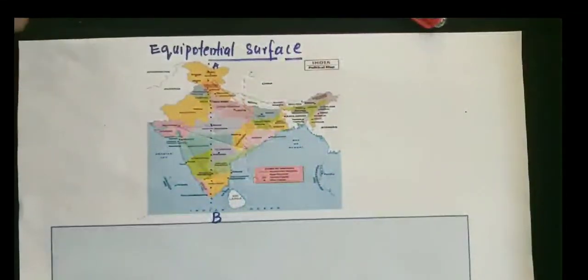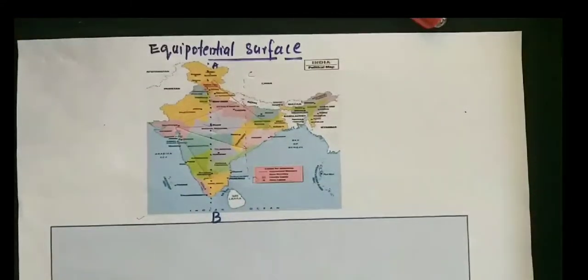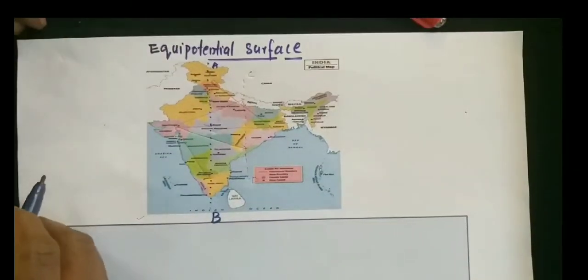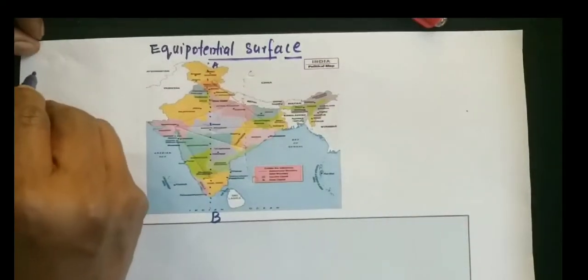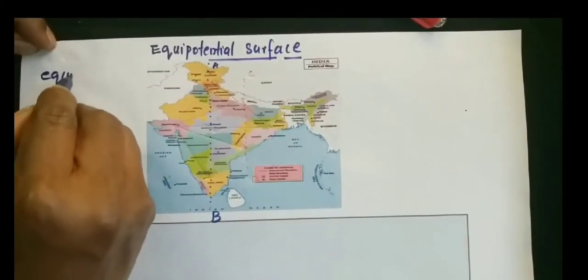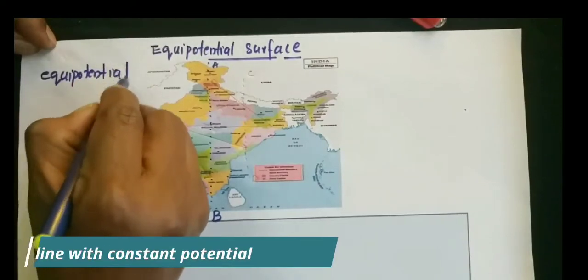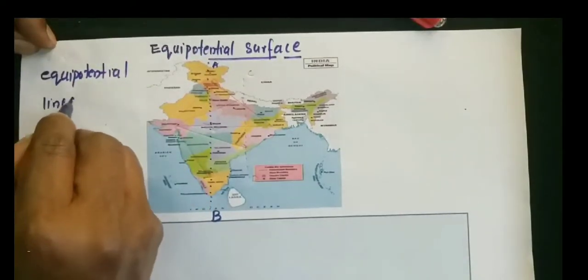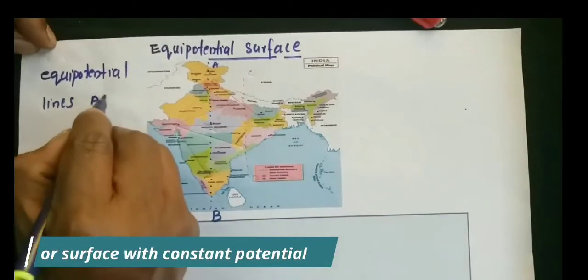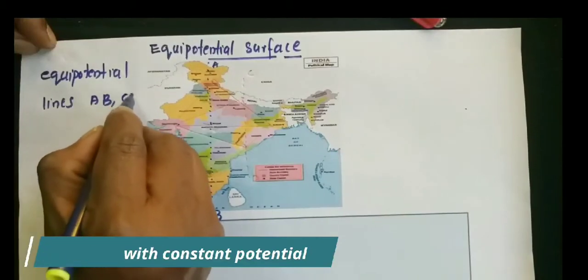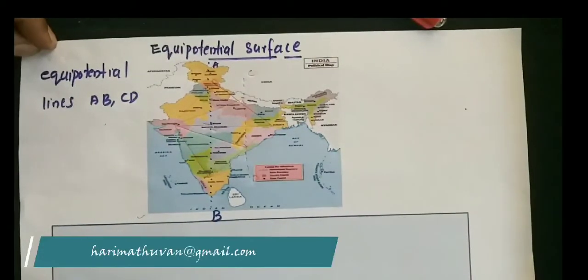That means, very clearly, all the places which lie on the line AB and CD will have the same tendency for visiting. That is, we can clearly tell that they are equipotential lines. That is, AB and CD are equipotential.